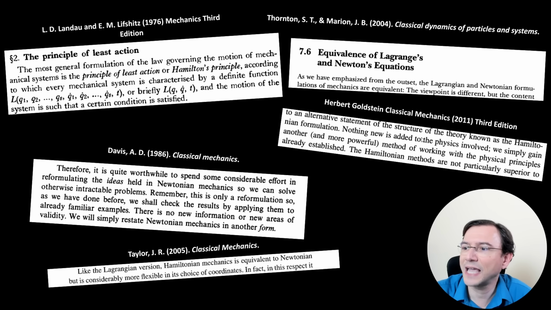And nothing new is added to the physics, we simply gain another more powerful method of working with the physical principle. Or there is no new information on new areas of validity, we'll simply restate Newtonian mechanics in another form. Or, like the Lagrangian version, Hamiltonian mechanics is equivalent to Newtonian mechanics, but is considerably more flexible in its choice of coordinate. And the problem is that this is not true.